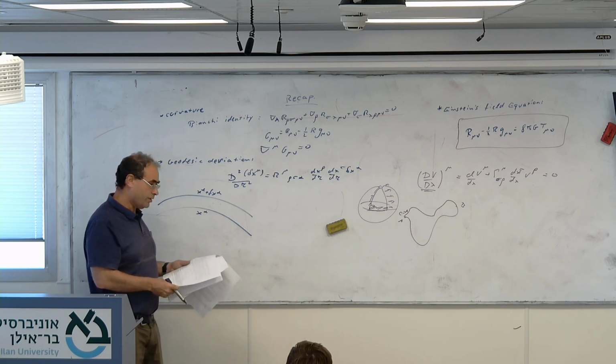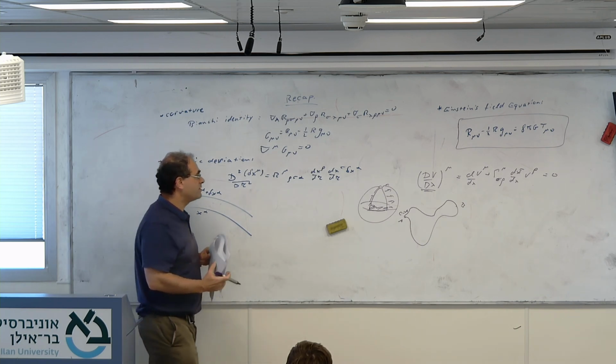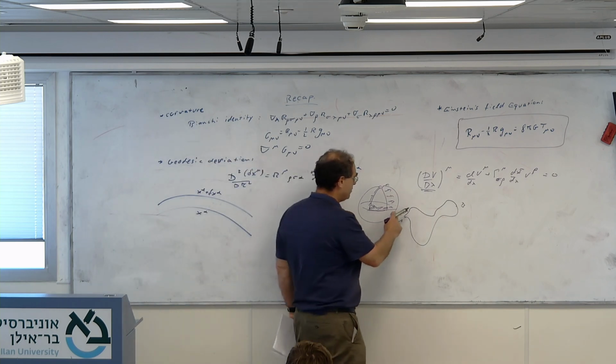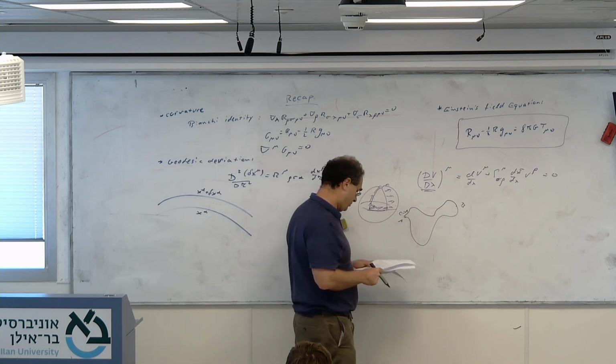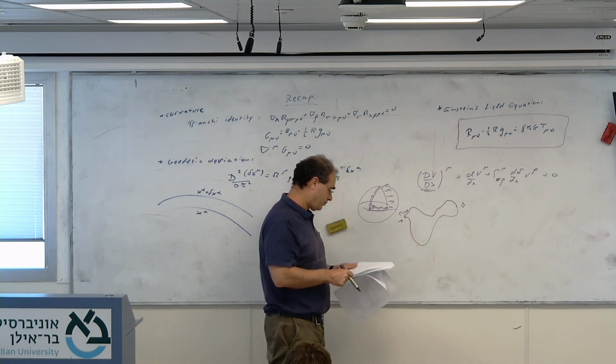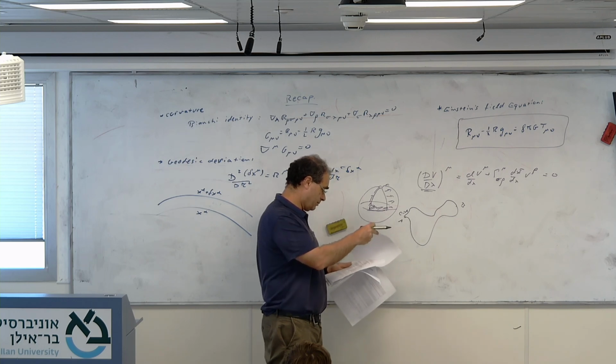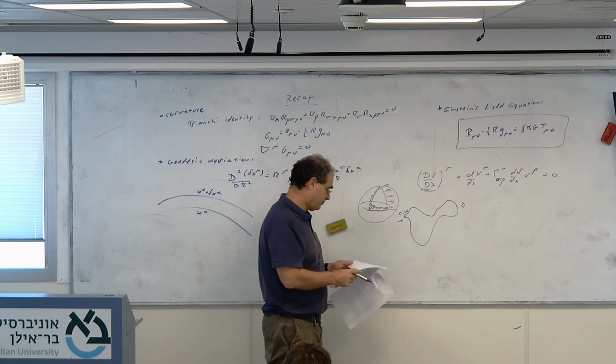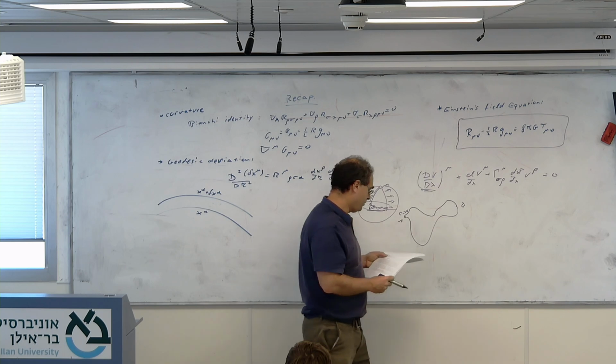What I'm going to end up with, if the space-time is not flat, is that the difference in the vector will be curved. That's exactly the meaning.